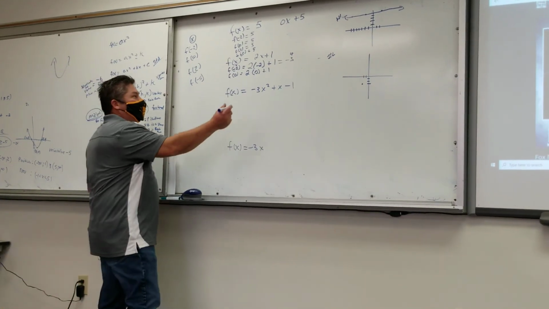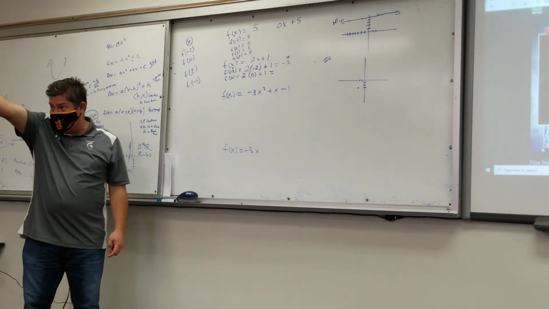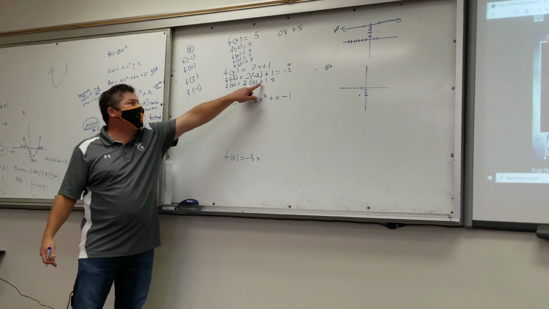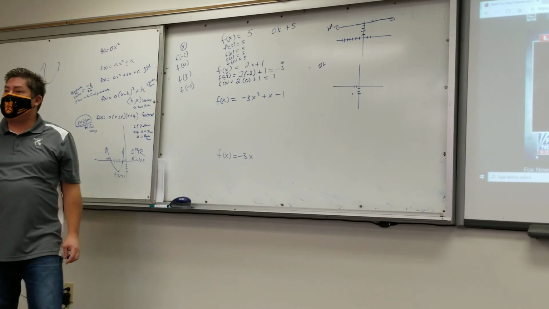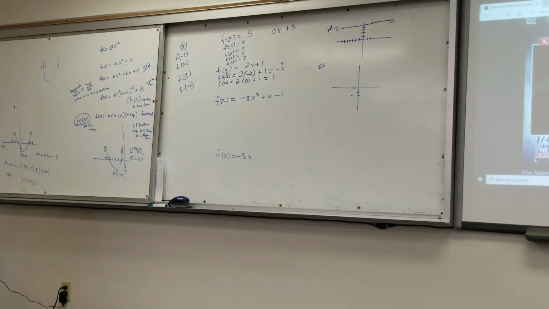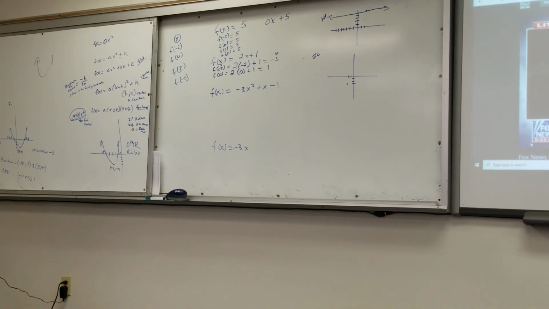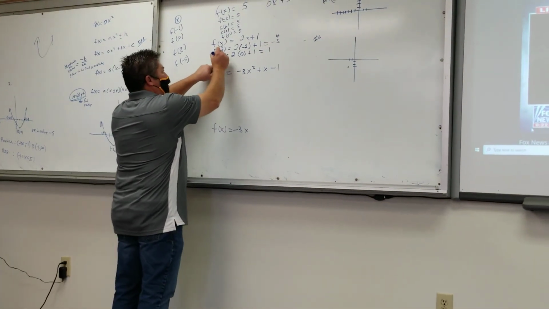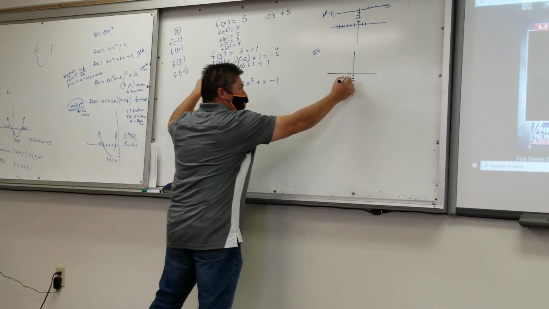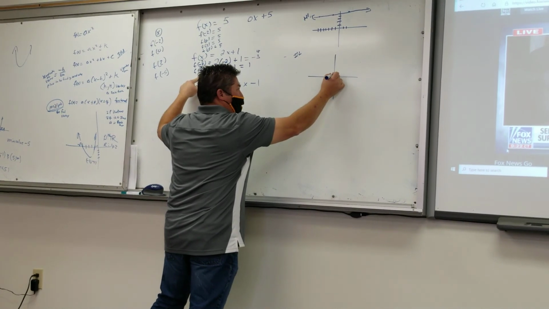Now what is that going to give me? Just do the math. 2 times 0 is 0. 0 plus 1 is 1. What is 1? Is it an x value or a y value? Y value. What is the x value? 0. 0 is the x. 1 is the y. Everybody got it? I'm going to mark that. 0 is the x. 1 is the y.